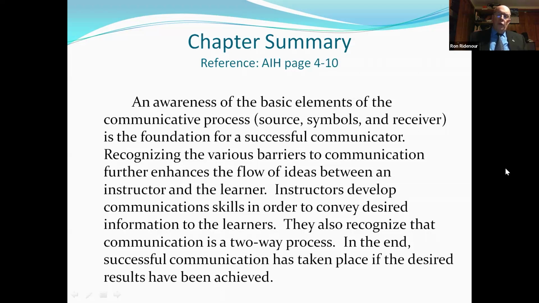And without that two-way process of give and take between you and the learner, it is sometimes difficult to understand whether they're actually learning the material or not.